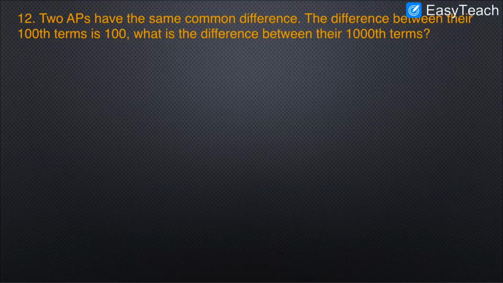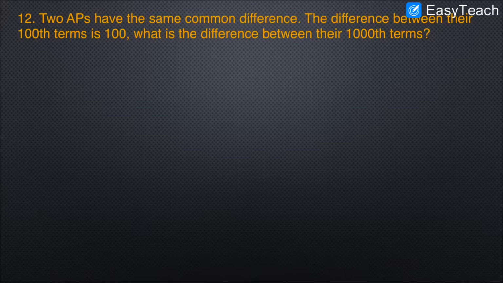So let's try to solve this problem from exercise 5.2. Two APs have the same common difference. The difference between their 100th terms is 100. What is the difference between their 1000th terms?